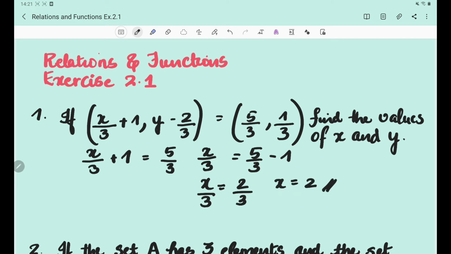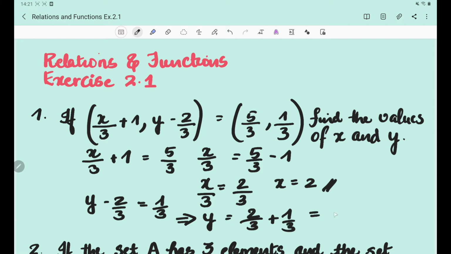Now let's find the value of y. y - 2/3 is equal to 1/3. So how can you write it again? y is equal to 2/3 + 1/3, which is equal to 3/3, and that is equal to 1. So the value of x is 2 and the value of y is 1. So that's for the first problem.